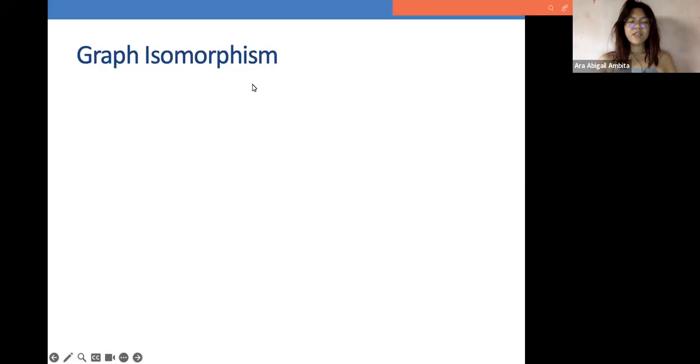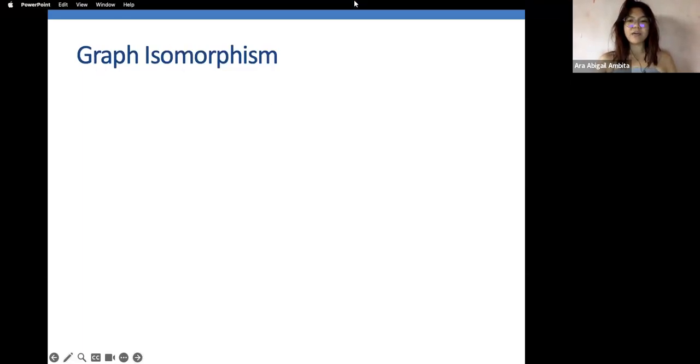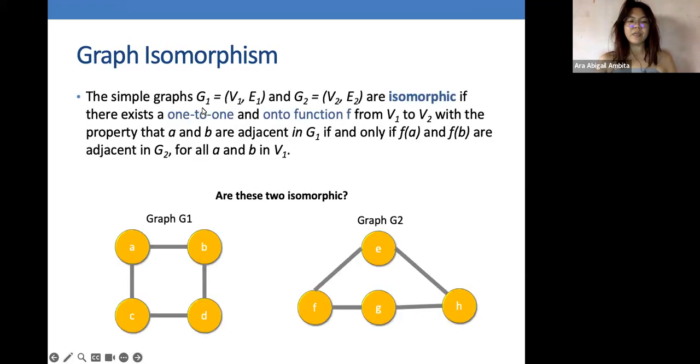So hi everyone, in this video I am going to discuss graph isomorphism. So the simple graphs G sub 1 and G sub 2. When we say simple graphs, what do we mean by that? It's basically just a graph that does not have multiple edges, does not have any loops, and things like that.